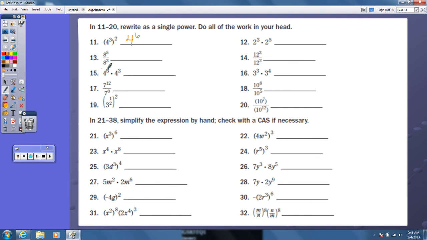Here I have the same base, 5 and 3, I can subtract. That is 8 squared. When they're spread out, I can add them. This will be 4 to the 6th power. 7 to the 12th over 0 is just 7 to the 12th. Power to a power, I'm going to multiply. That's 3 to the 1st power, which is just 3.